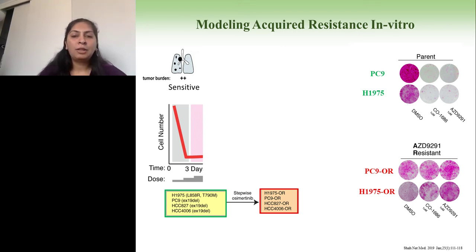And here I'm just giving an example of two models. So the PC9 and 1975 are the parental cells indicated here in green, and they are sensitive to the 2 different third generation EGFR inhibitors. But when you take the acquired resistant cells, they can tolerate the high amount of drug and they grow fine in presence of drug.